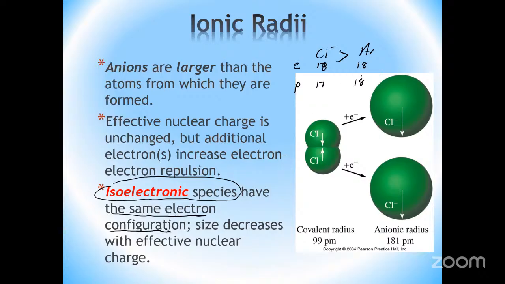Why? Because argon has more protons in the nucleus, and therefore those protons will pull the electrons closer to the nucleus, and therefore the size of the argon atom would be smaller compared to the size of the chloride ion.